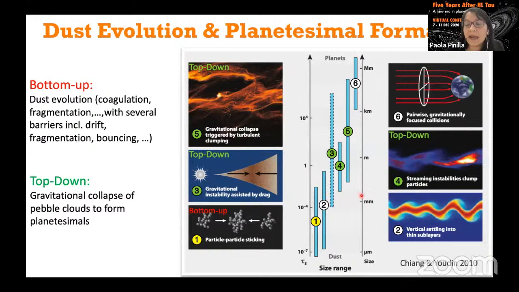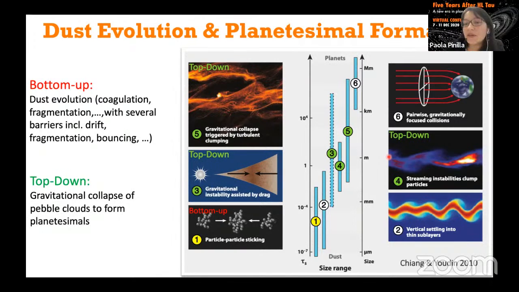And you can see that this is divided mainly in 2 processes. One is called the bottom-up process, and that means basically growing from interstellar medium dust to pebbles. And that involves all the dust evolution processes like coagulation, fragmentation, and includes several barriers, as I'm gonna explain in the next slides, like drift, bouncing, fragmentation. Then we have the top-down processes that basically help the dust particles or the pebbles to go up in this ladder. And you can see 3 examples here of those processes. For instance, gravitational collapse triggered by turbulent clumping, gravitational instability assisted by drag, and one of the favorites, streaming instability.